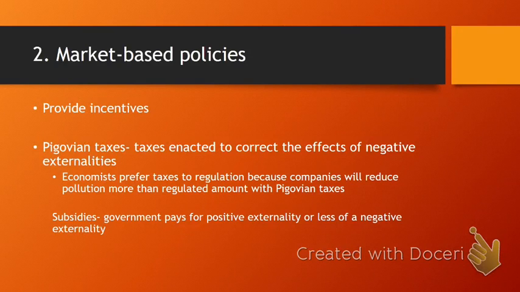Subsidies. Another type of incentive. Subsidy. Government pays for a positive externality or less of a negative externality. We see that like we talked about with education. The state of Indiana subsidizes state colleges with the hope of producing graduates that will contribute to the economy of the state. So that's why the government is willing to pay colleges, to help pay for in-state tuition.